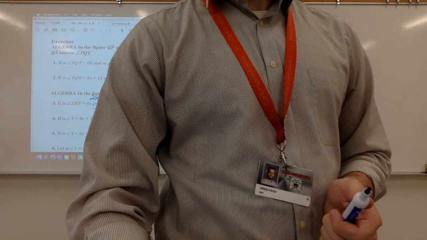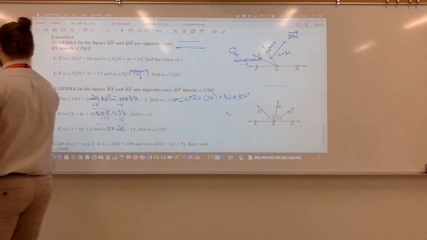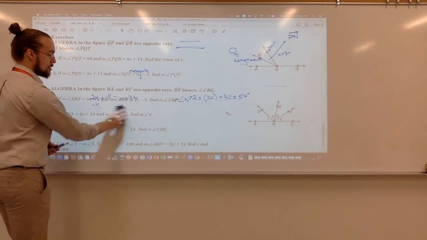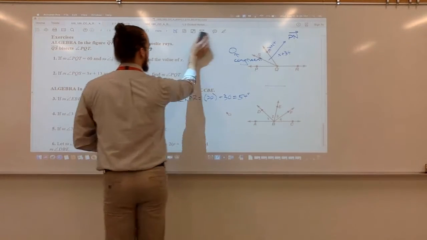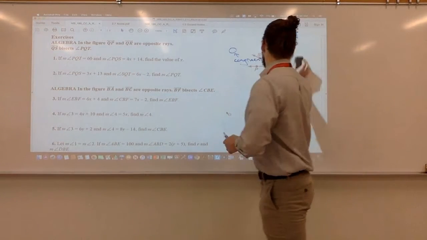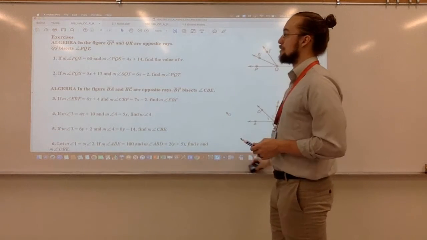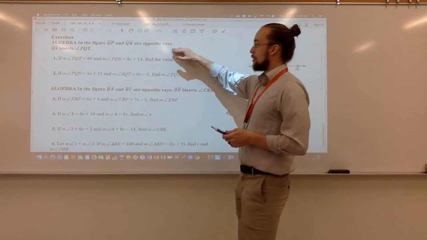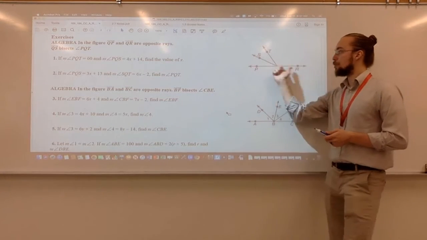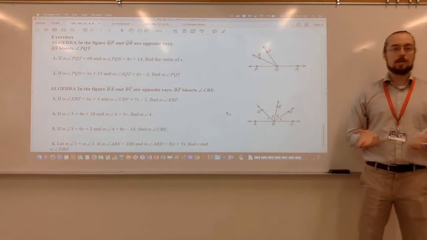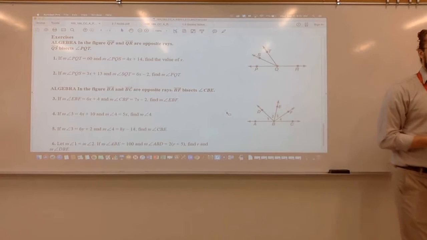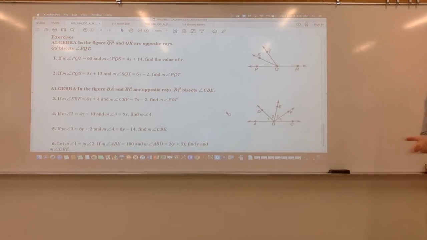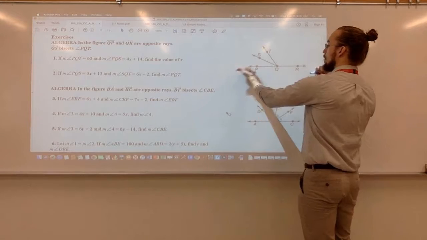Okay, so let's jump down and take a look at number 1 together here. Okay, this one is slightly different. We're still using these same ideas, okay, but the setup is going to be a little bit different. Okay, so it says in this figure, QP and QR are opposite rays. What does that mean? What does opposite rays mean? Yeah, just going in opposite directions, right? So they would create a straight line.